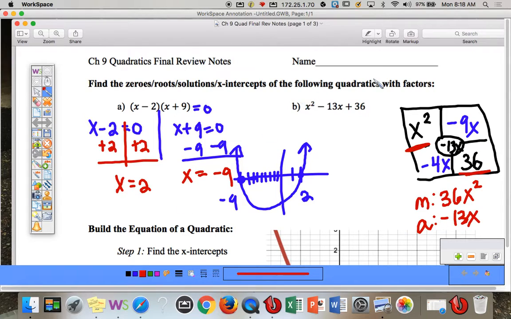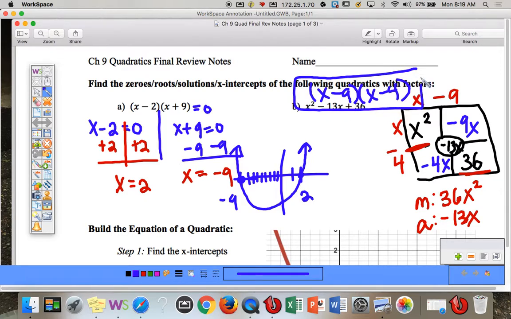All right, let's get the outside of the box. So it multiplies to x squared. We have x and x. X times negative 9 equals negative 9x. X times negative 4 equals negative 4x. So the two factors of this would be x minus 9 and x minus 4. Okay, so those are the factors.